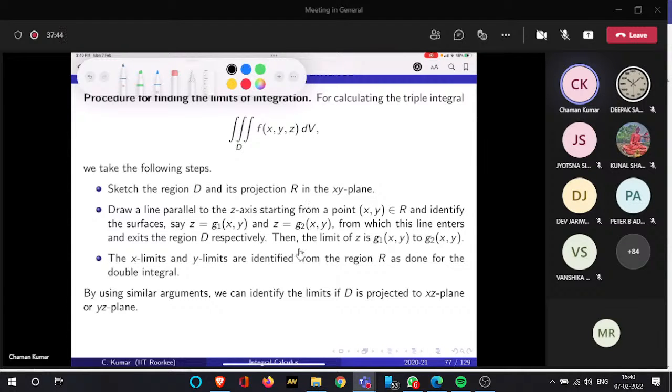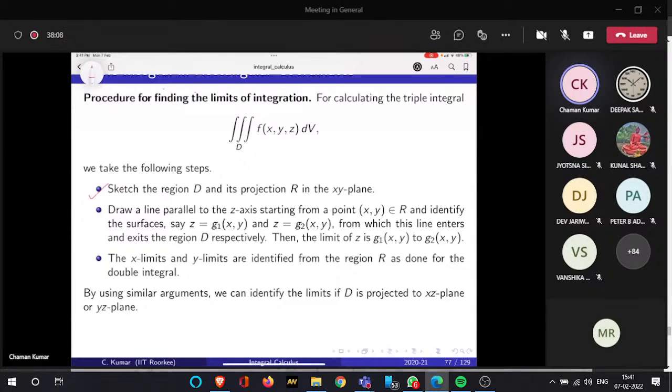So this slide explains the procedure for finding the limits of the triple integral. We have seen the procedure for finding the limits of the double integral in rectangular coordinates and in polar coordinates. Now we are going to see the procedure for finding the limits of the triple integral in rectangular coordinates. As before, the first step is to draw or sketch the region D and its projection in the XY plane.